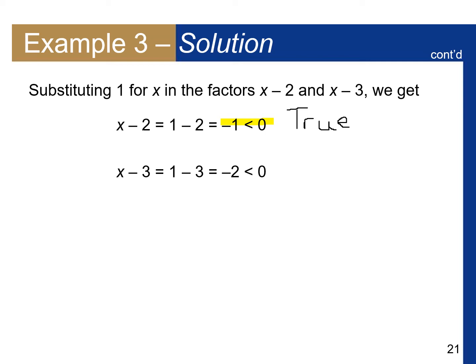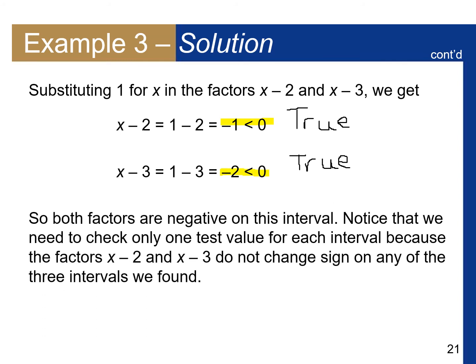Here I have x minus 3, so I'm going to plug 1 into there, and I get negative 2, which is less than 0, which is also true. Negative 2 is less than 0. So both factors are negative, so we need to check one value to test because for each interval, x minus 2 and x minus 3 do not change the sign on any of the 3 intervals we found.